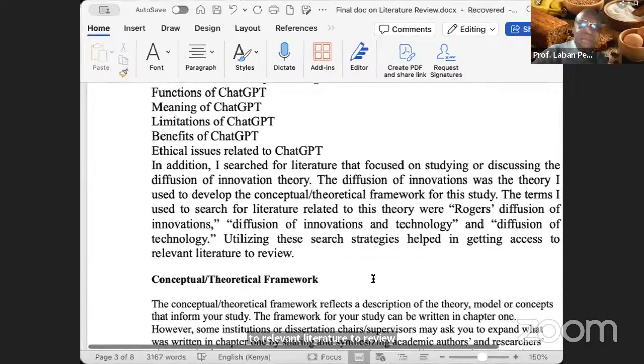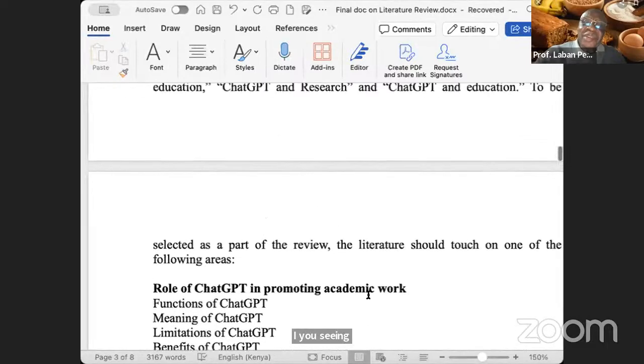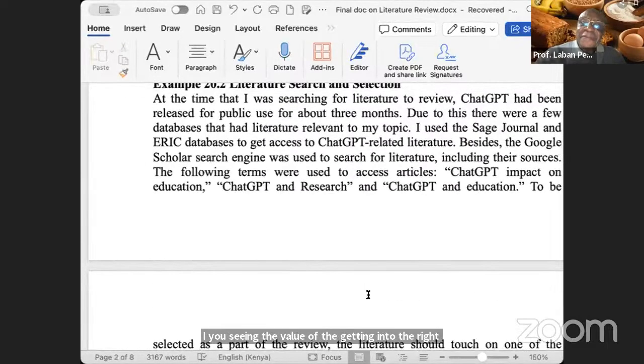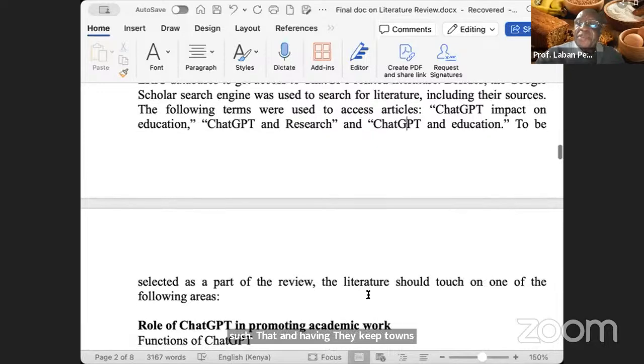Where I come from, I would not say, do you understand what I'm trying to say? I would say, is this matter reaching you? I'm asking the class, and I don't want answers. Is it reaching you? Are you seeing the value of getting into the right search databases and having the key terms for the review?